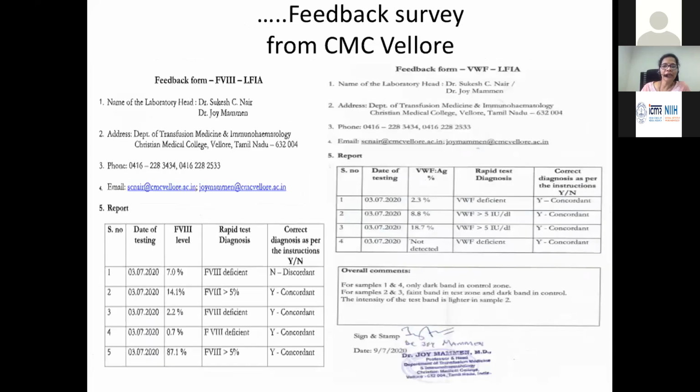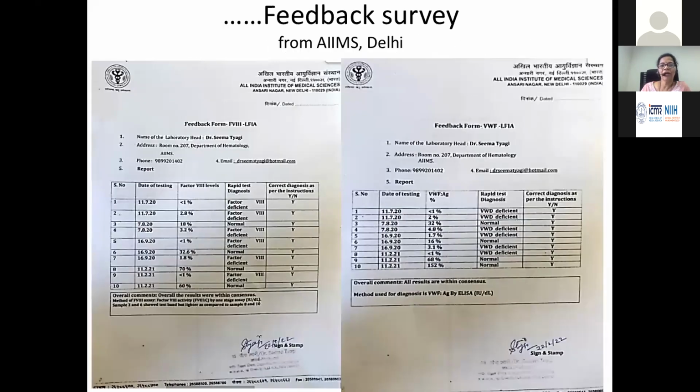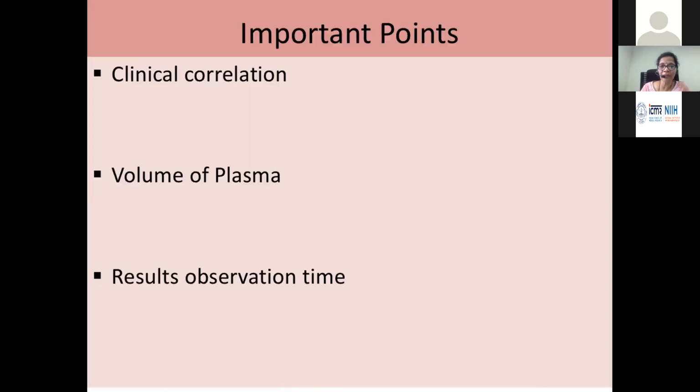KEM Hospital, CMC Vellore, All India Institute of Medical Sciences. We have sent only to the labs where we have comprehensive diagnostic facilities, for the simple reason they get enough patients to give us the feedback within a shorter time.